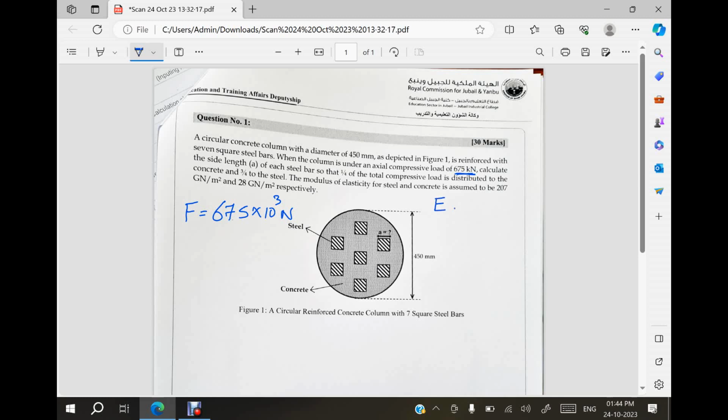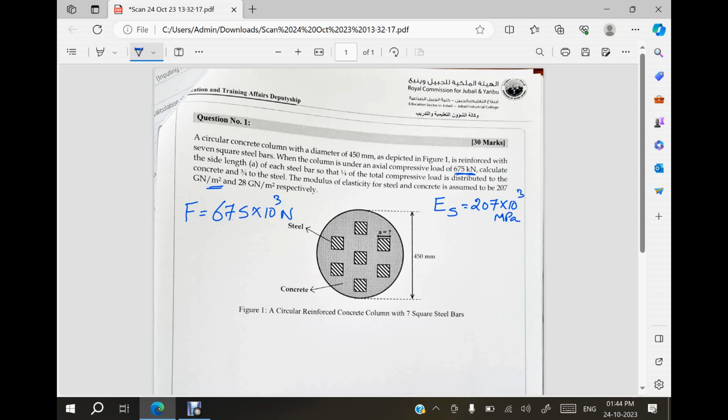E of steel is equal to 207 giganewton per meter square. Let me change it to megapascal. So I can write it as how much? 207 into 10 cube megapascal. Okay, this is E steel.